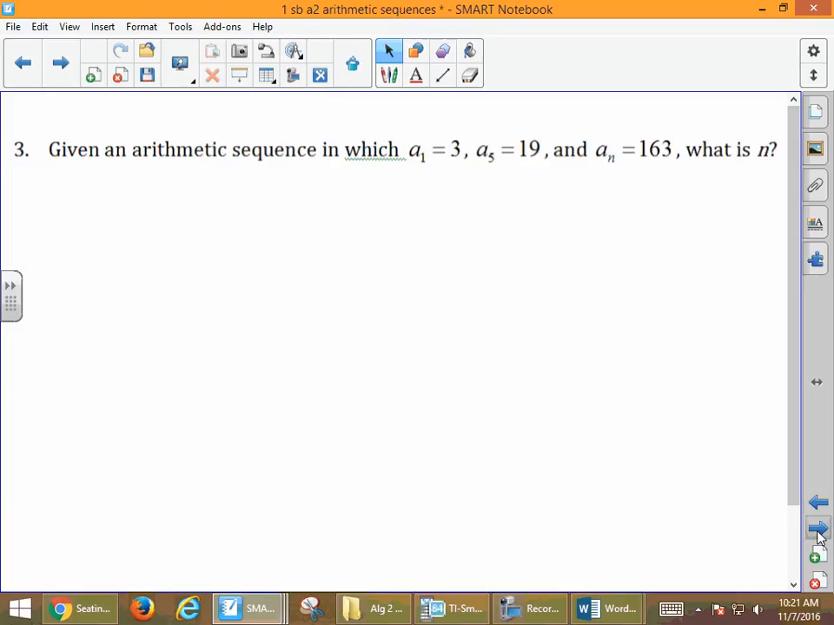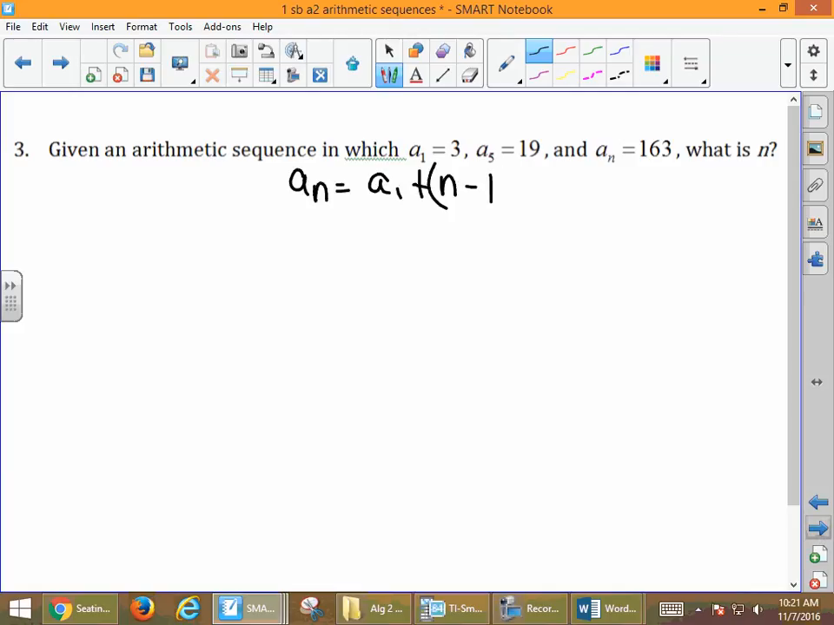On problem number 3, given an arithmetic sequence with a sub 1 is 3, a sub 5 is 19, and a sub n equals 163, this time what we want to figure out is what does n equal? So we know eventually we want to use this formula, a sub n equals a sub 1 plus n minus 1 times d. We know some information about this problem. We know that a sub 1 is 3. But we don't know what n is. We're going to try to find n. That's what the question says.